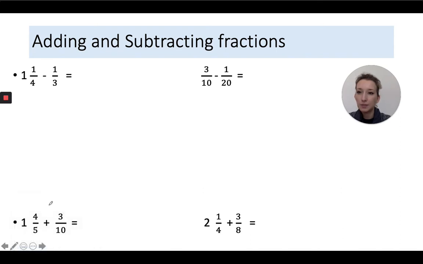So, for example, if we've got this one here, we can't really do a quarter. If this fraction was larger than a third, then we could simply put the 1 here and do a quarter take away a third. However, it's not, so we're going to have to convert that mixed number to an improper fraction. So 4 times 1 is 4, plus that remaining one is 5/4. And then we subtract 1/3.